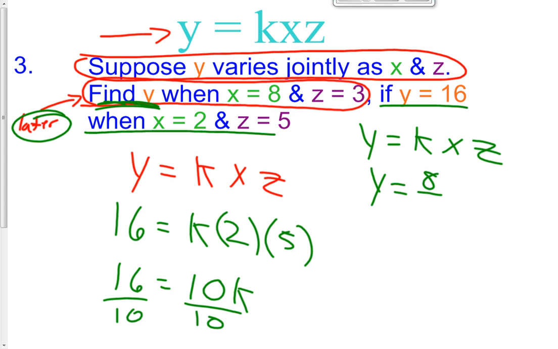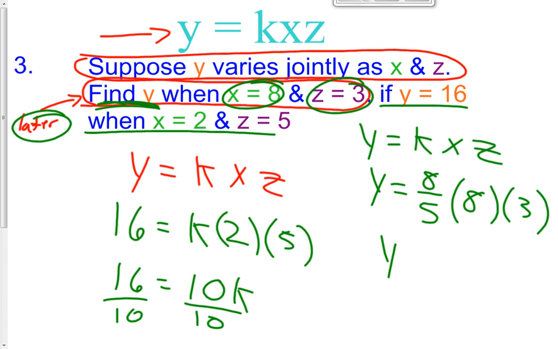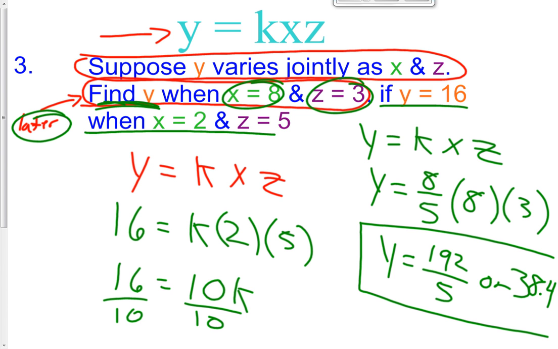multiplied by 2, multiplied by 8 and multiplied by 3, 2 times 8 times 3. So just multiply all three of those in your calculator and you're going to get 192 fifths, or as a decimal, you're going to get 38.4. So there is our answer for problem number 3.